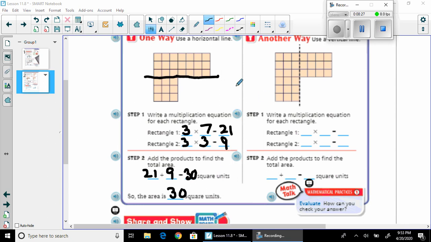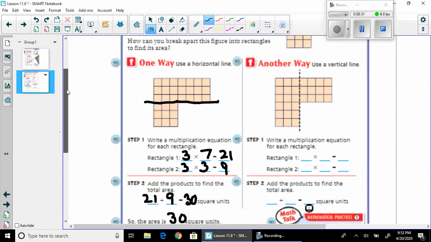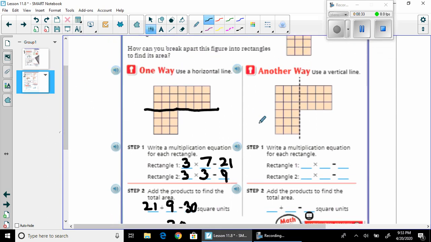Okay, all right, so same thing for second rectangle. They broke it apart into 2 pieces. So again, I'm going to go on this dotted line here just to make it a little bit darker. Straight as I can make it. Okay. All right, so this will be rectangle 1. This will be rectangle 2.